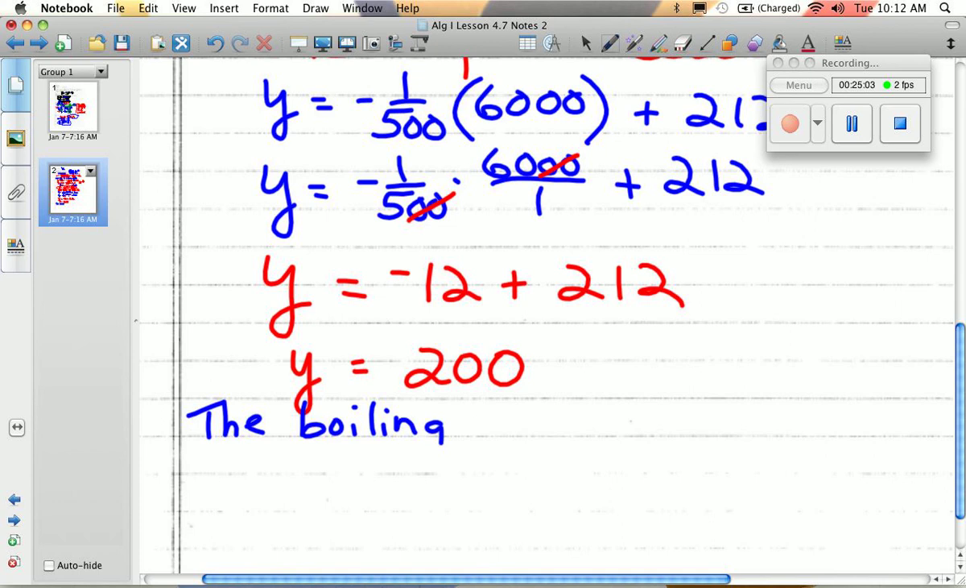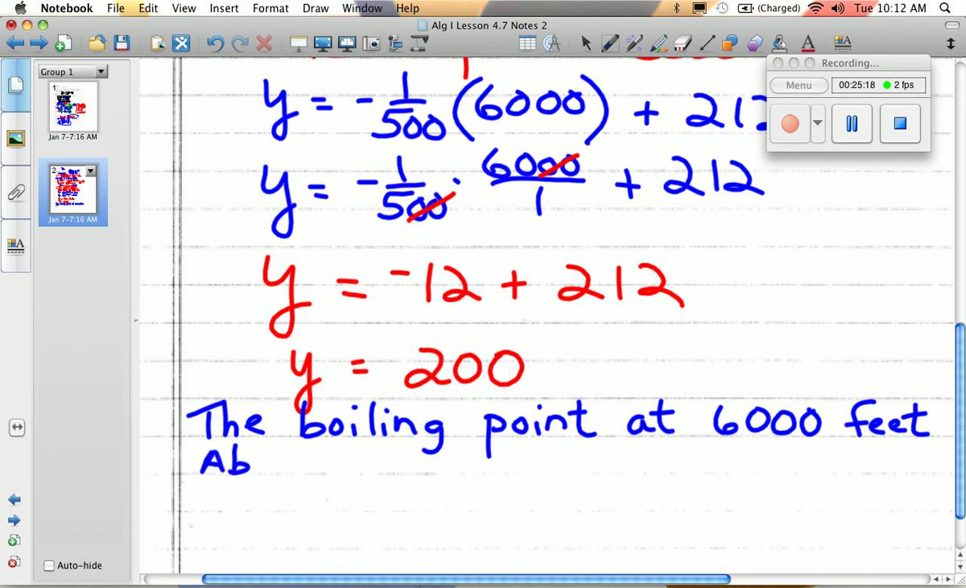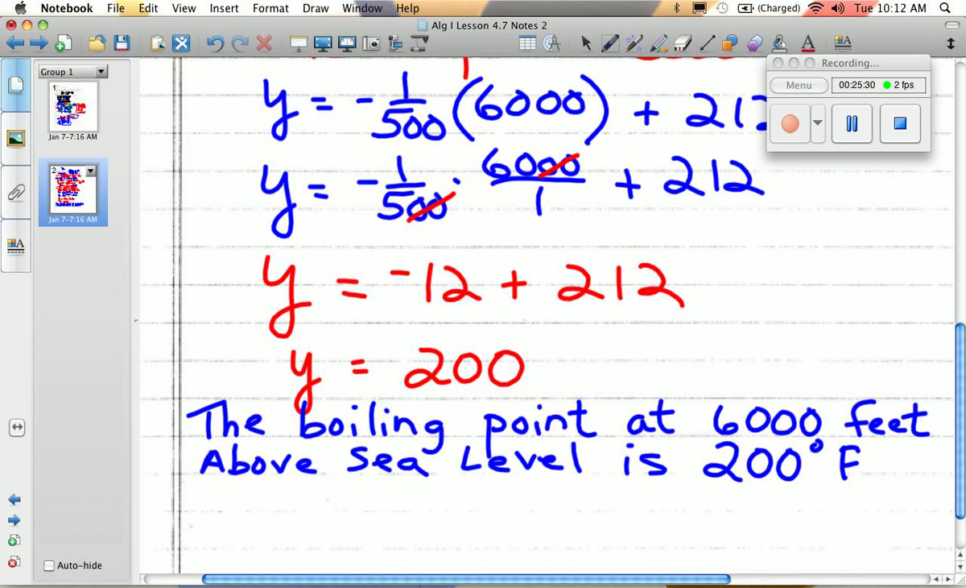Okay, the boiling point at 6,000 feet. And is this above sea level or below? Above sea level, because it's a positive 6,000. Is 200 degrees Fahrenheit. Now let's abbreviate Fahrenheit and degrees.